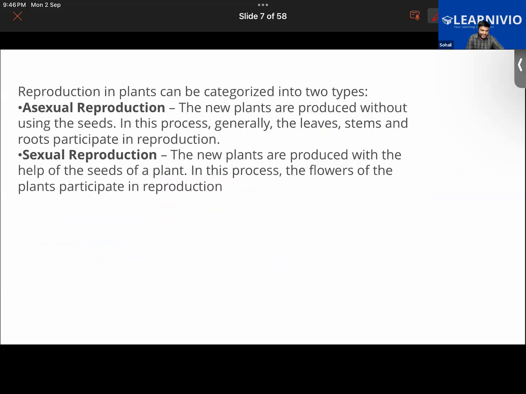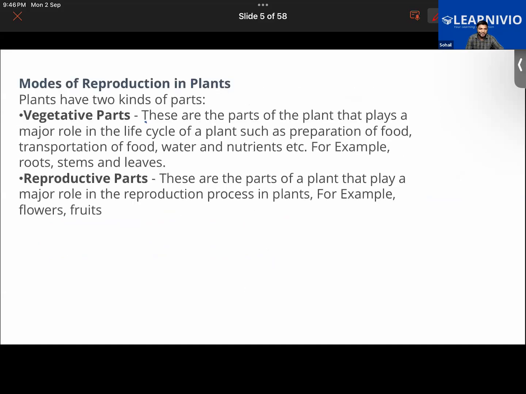So there are two parts. One of them is called the vegetative part, the parts of the plant that play a major role in maintaining the life cycle of the plant, like the leaves. They prepare the food, so preparation of food is their function. The stems transport food and water and also act as the pillar, just like pillars support the house. Apart from that, they transport food, water and nutrients.